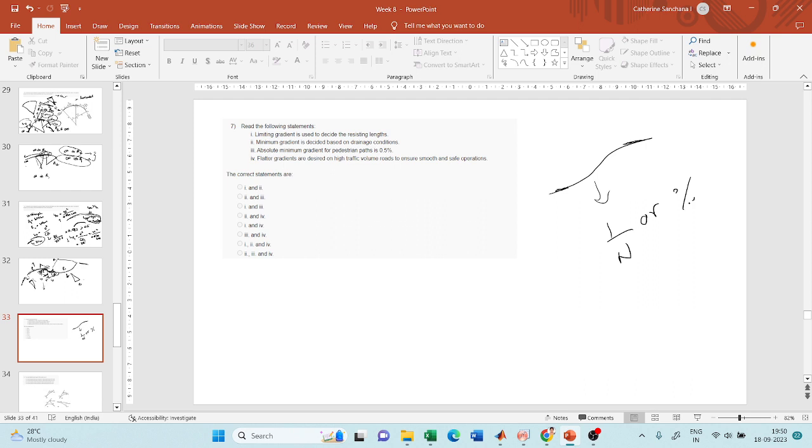Now there are three main types of gradients. One is the ruling gradient. So what is the ruling gradient? It is to decide the resisting length. What do I mean by resisting length? So when my vehicle tries to travel on this increasing gradient, its motion will be resisted by the upward slope, right?